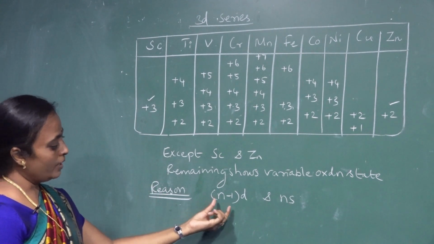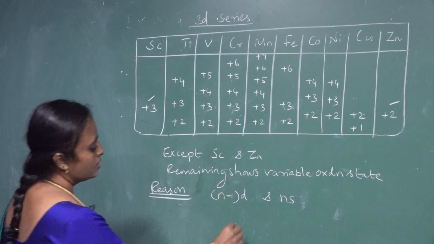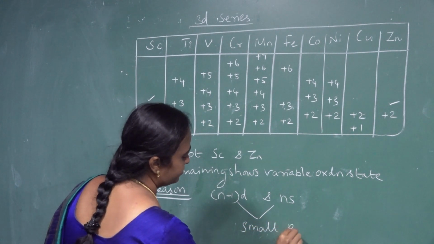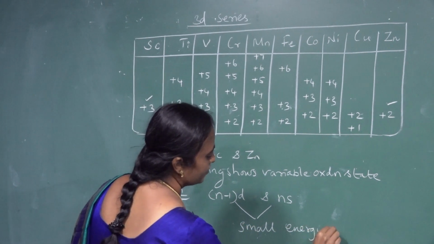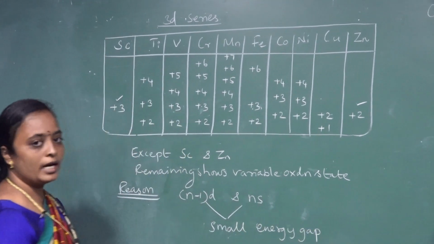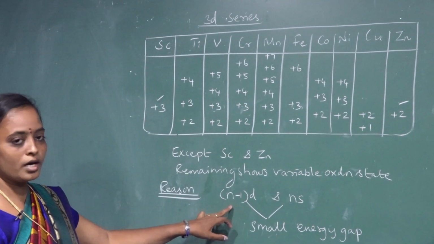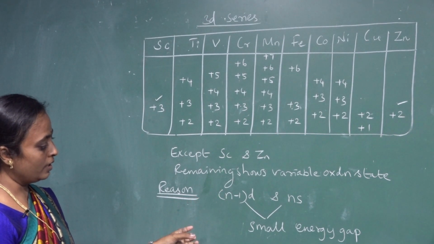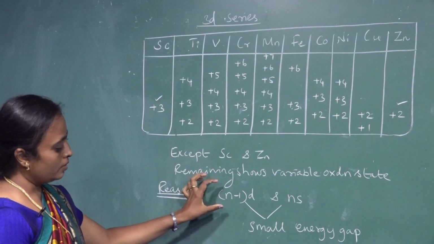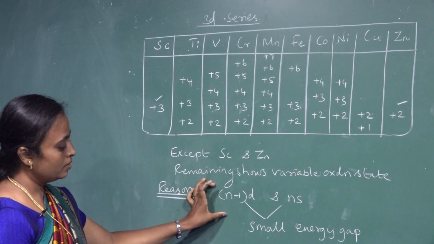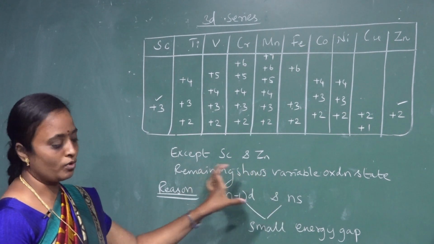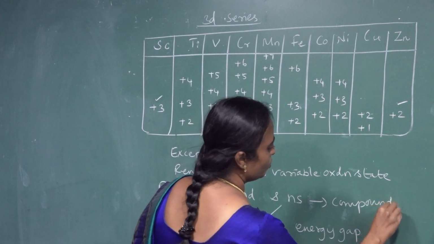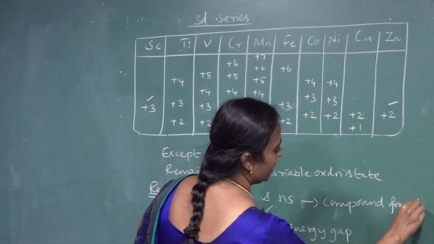The reason for the variable oxidation state is that there is a small energy gap between these two orbitals. So from that we can understand that for compound formation, both of these orbitals can be involved.